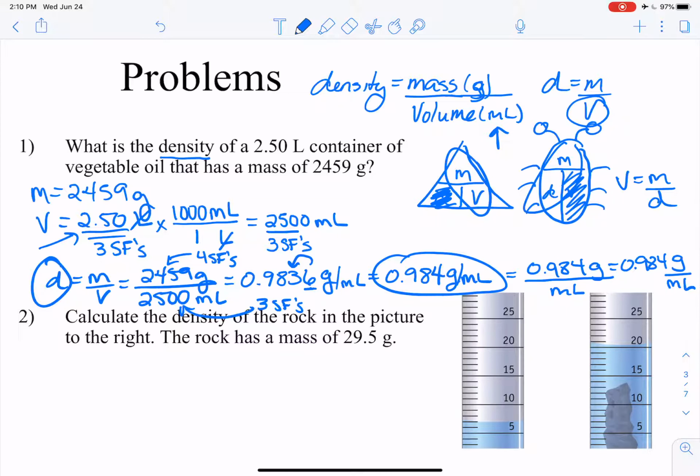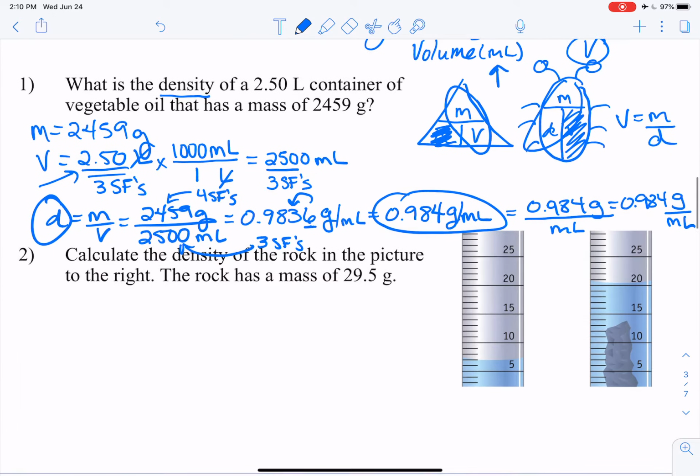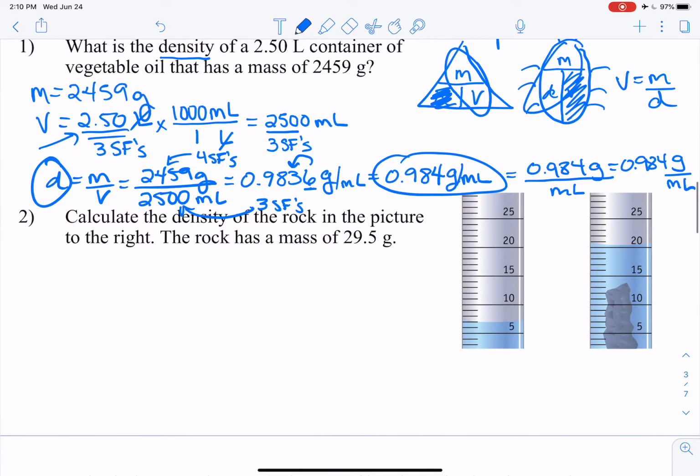All right, so number 2 says let's calculate the density of the rock in the picture to the right. The rock has a mass of 29.5 grams. So again, we're doing density, and density is mass over volume. So we want to go ahead and list the variables that we do have. So do we have mass? Yes, it's 29.5 grams. Do we have volume? No, we don't at this point, but the way that we can find it is over here.